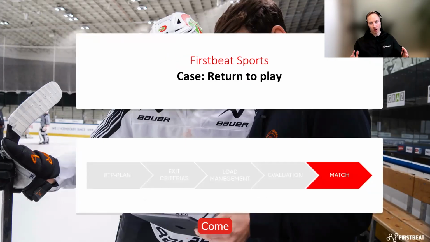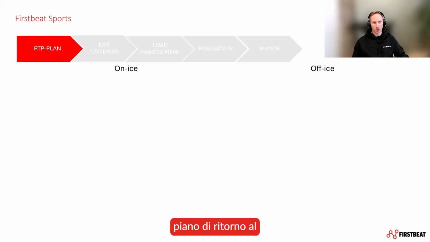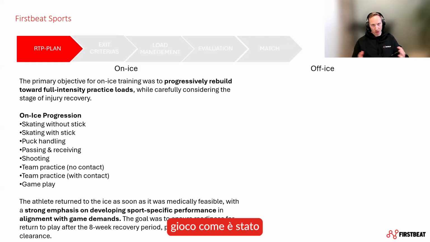How this presentation is set up: we go first through the return to play plan. Then we go through the exit criteria. Then we have a look at load management. Then we have a look at the evaluation. Have we met the exit criteria? And then we go on to analyze the actual match values. Good. Let's start with the return to play plan, how it was designed.